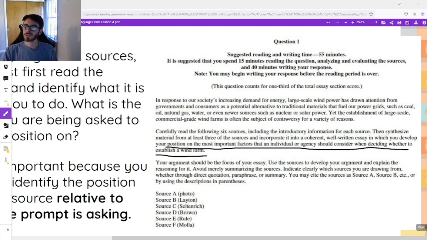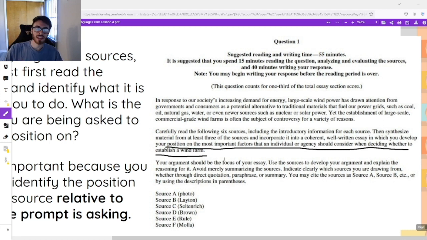Okay. So this prompt is asking you to choose a position on the most important factors that an individual or agency should consider when deciding whether to establish a wind farm. It's a little more open-ended, right? It's not asking you whether wind farms are a good thing or a bad thing. So when you're looking through these sources, they might have a position on whether wind farms are good or bad. You don't care about that.